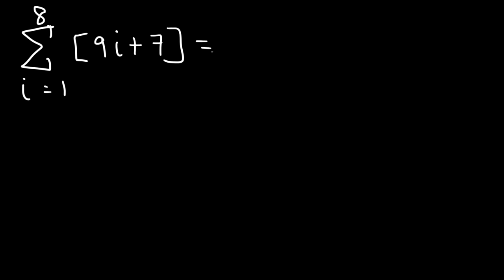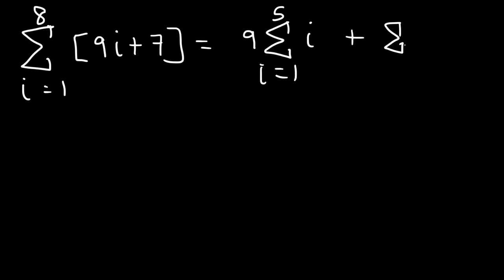Now for the sake of practice, go ahead and try this example. Feel free to pause the video if you want to try it. Let's say this is going to be 9i plus 7. So this is going to be 9 times the sigma notation for i, going from 1 to 5, and plus the sigma notation for 7 as a constant. Actually, it's supposed to be 8, not 5. So n is 8 in this example.